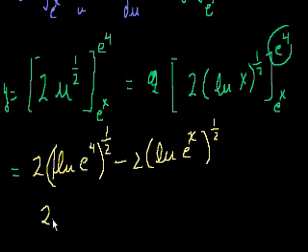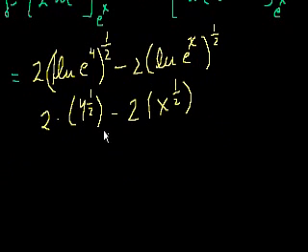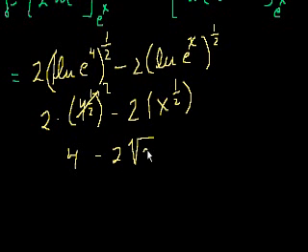So this is 2 times 4 to the 1/2 minus 2 times, once again, the natural log of e to the x. Well, what power do I have to raise e to get e to the x? Well, I raise it to x. So this is equal to 2 times x to the 1/2. And 4 to the 1/2 is the square root of 4. So it's 2 times 2. We're assuming positive square root. So we get 4 here, right? Because this is 2, and 2 times 2 is 4. Minus 2 square roots of x. And that's our answer. And that's what y is equal to.